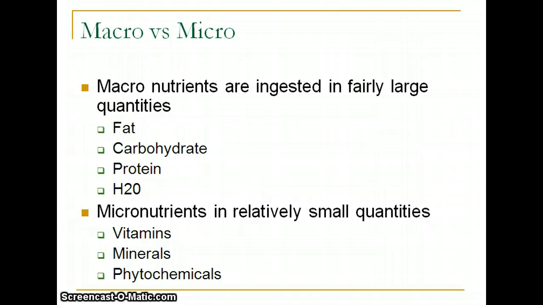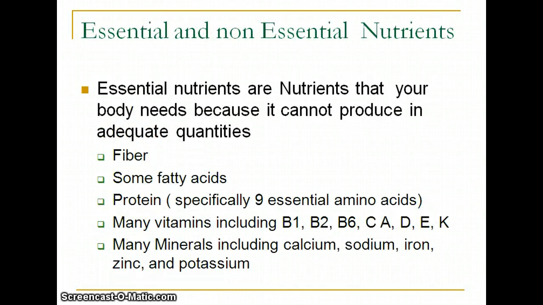So, really quickly, we can divide our nutrients up into two kinds, macro and micro. Basically, macro means big and micro means small. So macronutrients are things like fats, carbohydrates, proteins, and water. We measure those things in grams or more. Micronutrients are things we ingest in small quantities. Examples of those are vitamins, minerals, and phytochemicals. So it's really easy. Just remember that macro is large and micro is small.